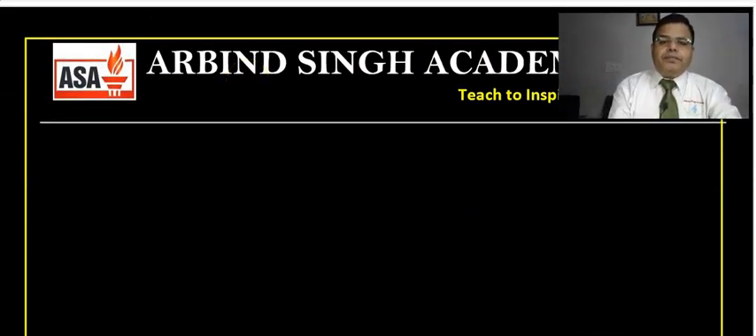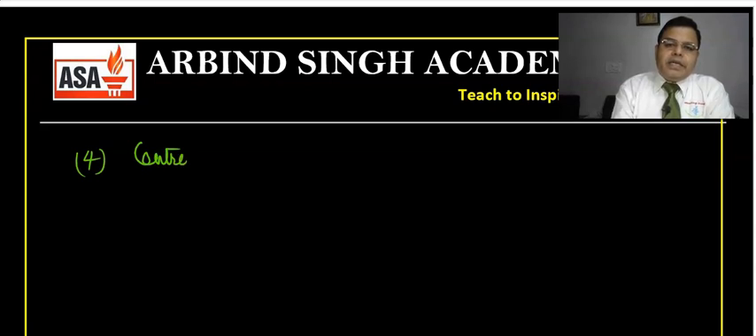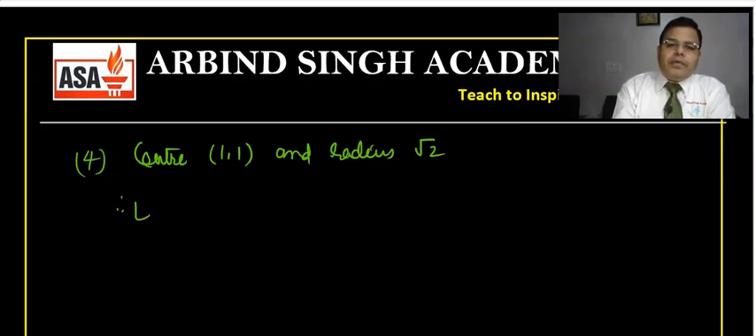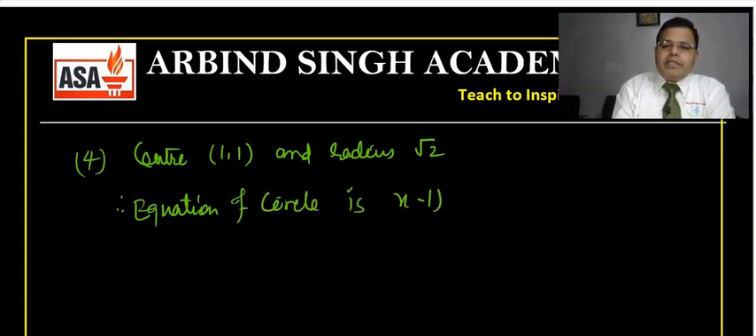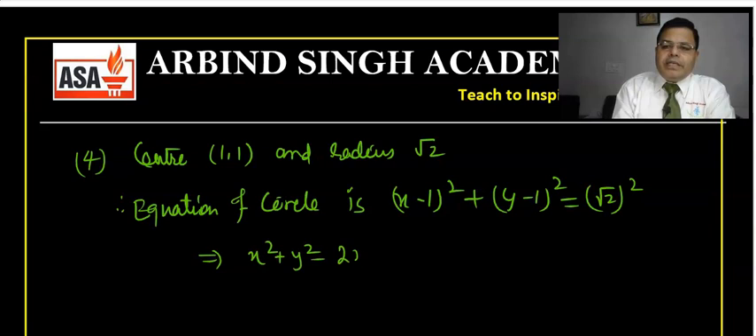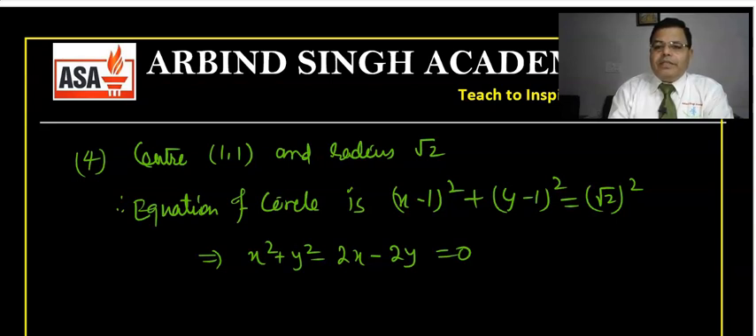Now, question number 4. Let us see what question number 4 says. Center is given at (1, 1) and radius is root 2, and therefore the equation of circle will be (x minus 1) whole square plus (y minus 1) whole square is equal to (root 2) square, and that will be x square plus y square minus 2x minus 2y is equal to 0, because root 2 square is 2 and 1 plus 1 is 2, so that will be cancelled. So this will be the answer: x square plus y square minus 2x minus 2y is equal to 0.